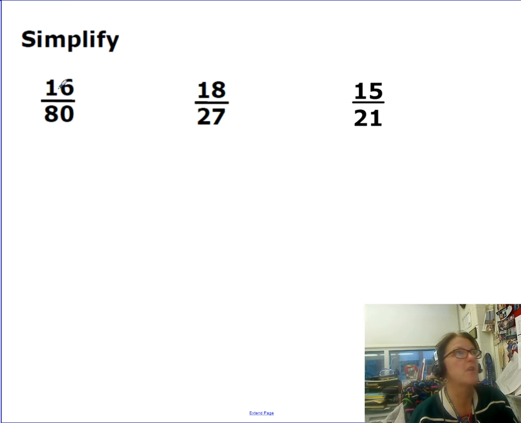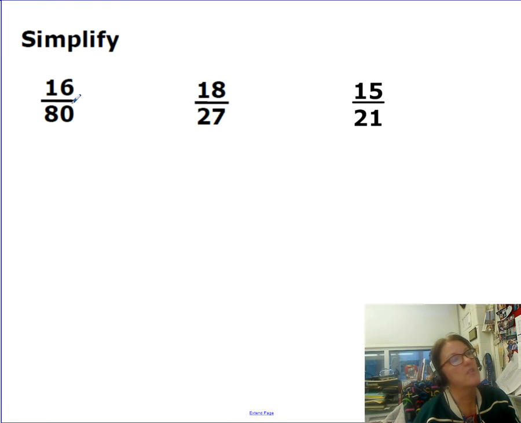So when I ask you about simplest form, you need to keep chipping away at it until you have two numbers that are relatively prime. 16 and 80, they share a common factor. Your job is to keep chipping away at this until you end up with something in simplest form. So let's look at 16 and 80. What do they have in common? I usually start with the 2 and go from there.